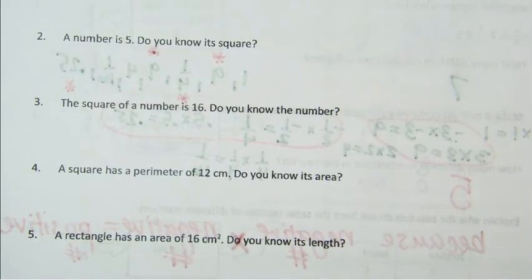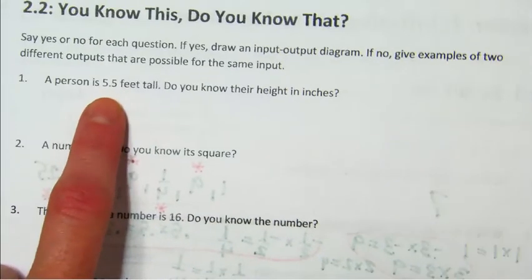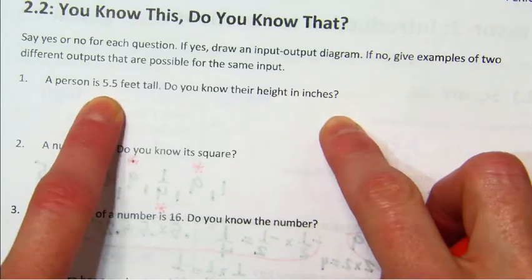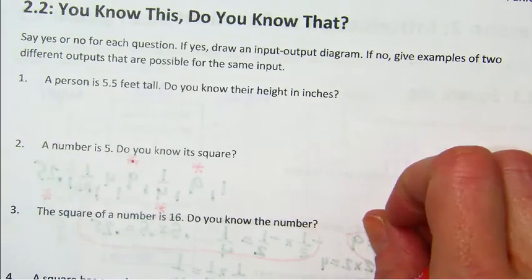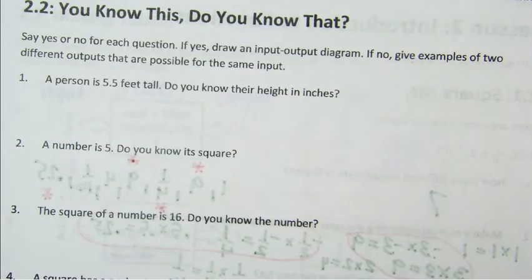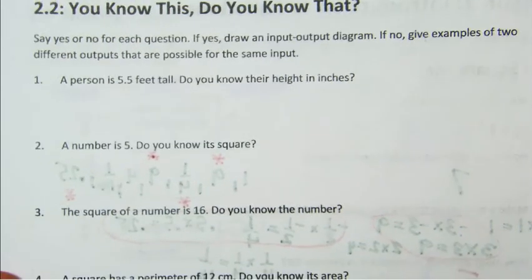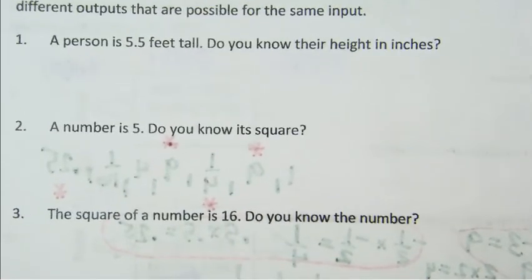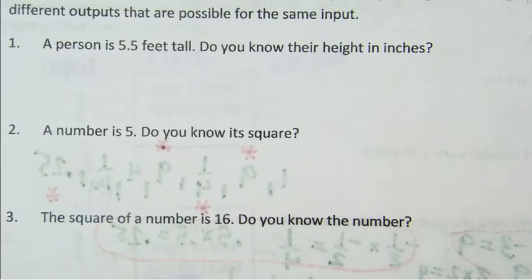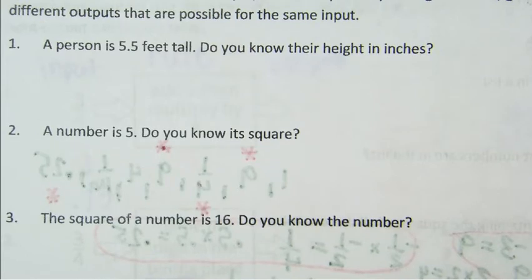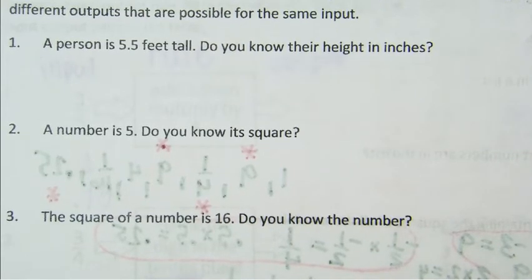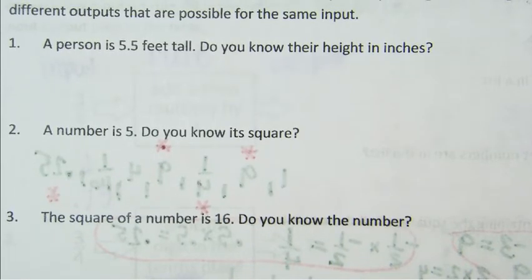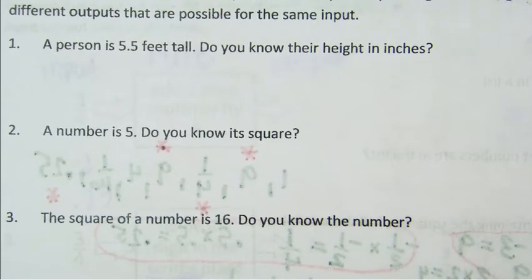So if we have a number, can we figure out the height in inches? And can we come up with a rule that would work no matter what we're given? Okay, so if we look at number 1, it says a person is 5.5 feet tall. Do you know their height in inches? Okay, so if you think back to 7th grade when you did converting with measurement, if you're given the number of feet and you know how the conversion is, could you figure out the inches? Yes. Okay. Does anybody remember how to convert feet to inches?